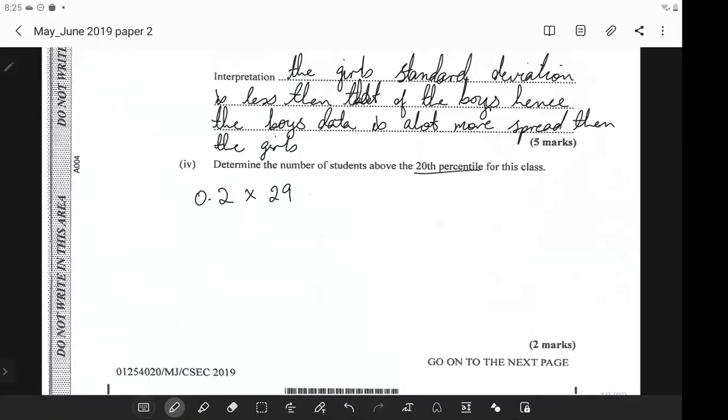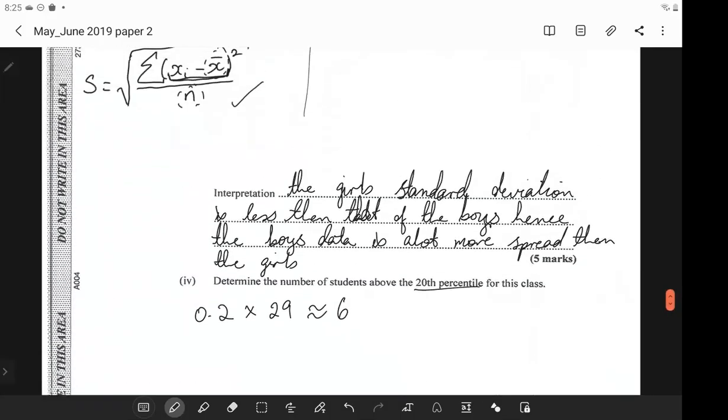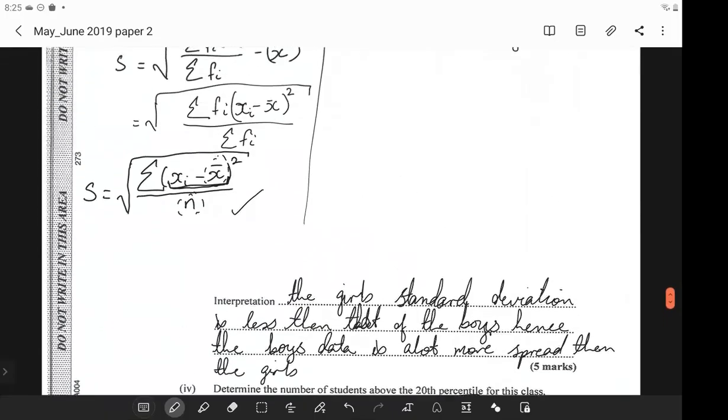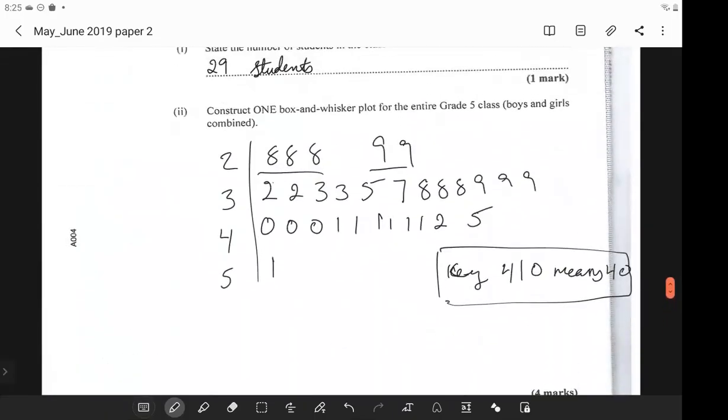Right, and we could approximate that to be around 6, because 0.2 by 29 is about 5.8, but we could approximate that to be 6. So we have 6 students. After the 6 students, that is where the 20th percentile is. So we could count the first 6. So we have 3 and 3 is 6. So this here is my 20th percentile.